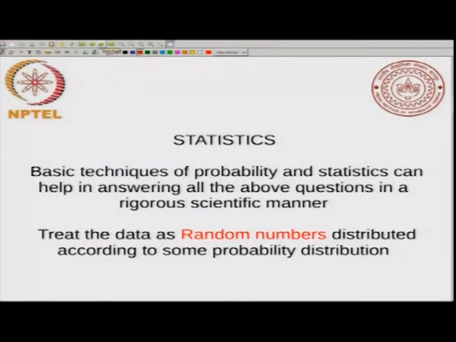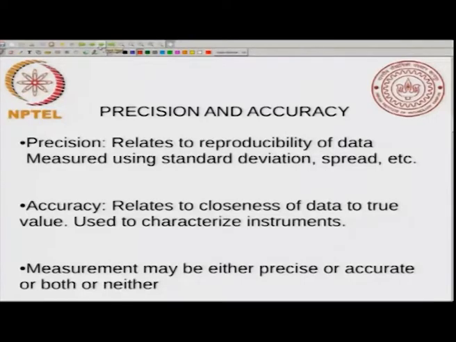So, you will be using basic techniques of probability and statistics to answer all the questions above in a rigorous scientific manner. Okay. And essentially underlying all these methods is that you are treating the data as random numbers distributed according to some probability distribution. And over the next 2.5 hours, you will see how we think of these random numbers and how probability distributions are involved.